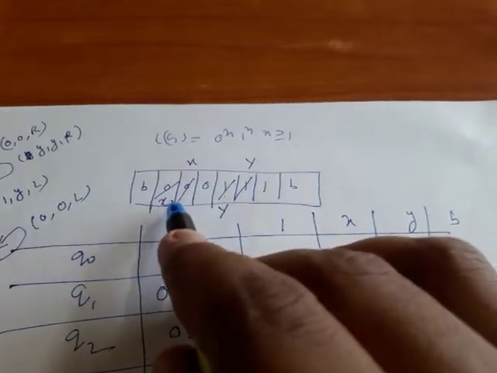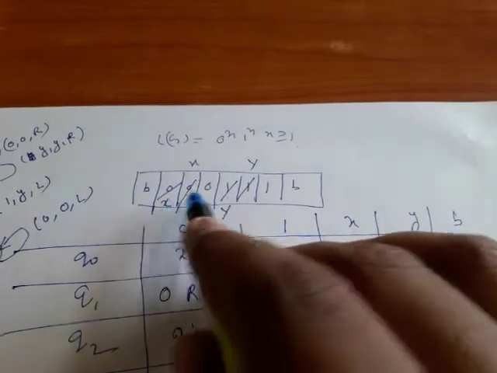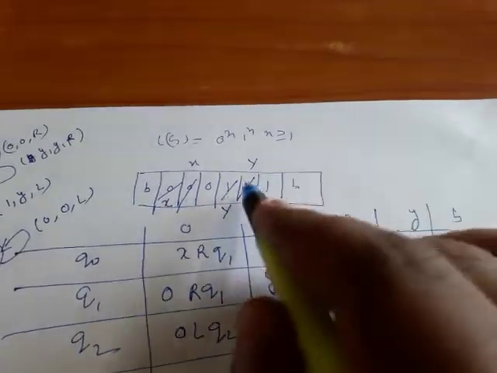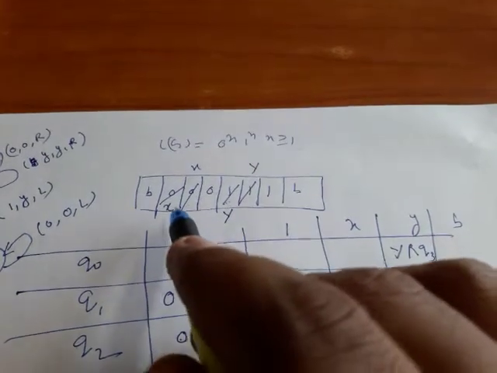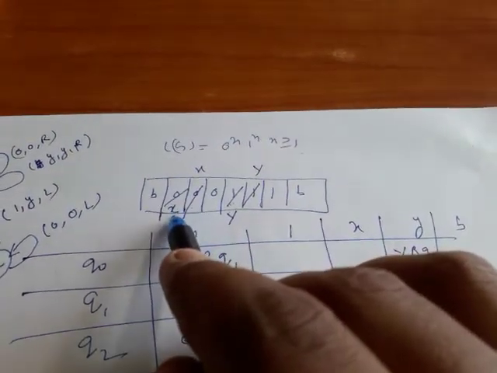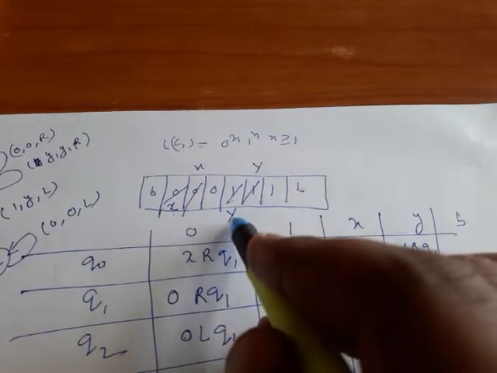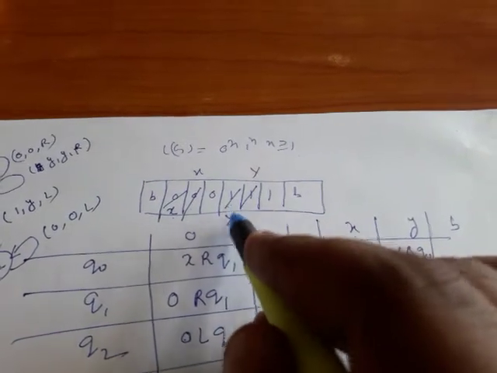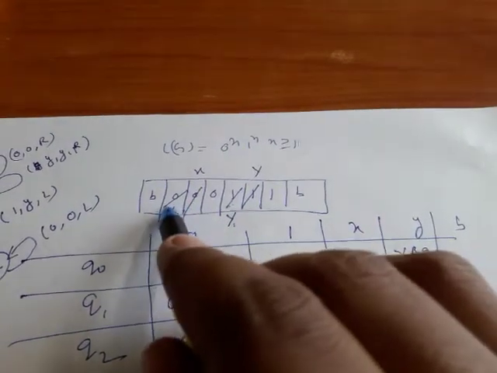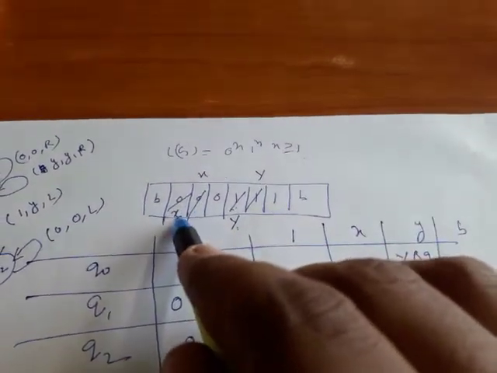Then how can I recognize that I have crossed this 0 and crossed this 1? Because here we have to make the machine understand. So if I encounter this 0, I make it x, and when I encounter a 1, I make it y. Now suppose q0 crosses this one, making x.